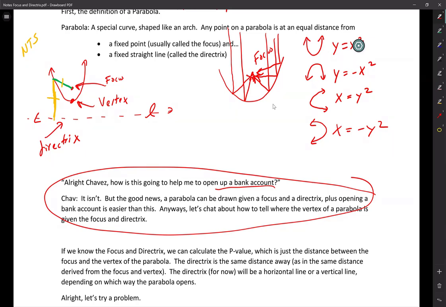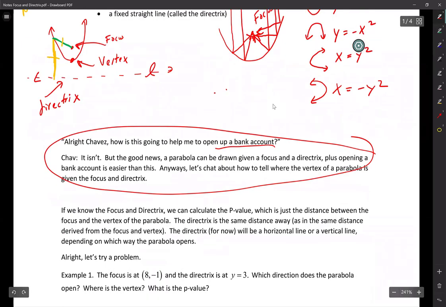If you're wondering, like, why? No, it's not going to help you open up a bank account, but if you become a super awesome engineer, okay, happy face, because we're all doing pretty happy in life.